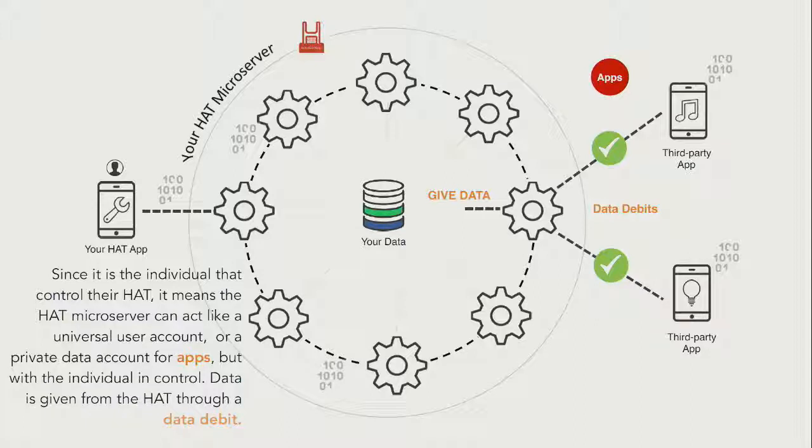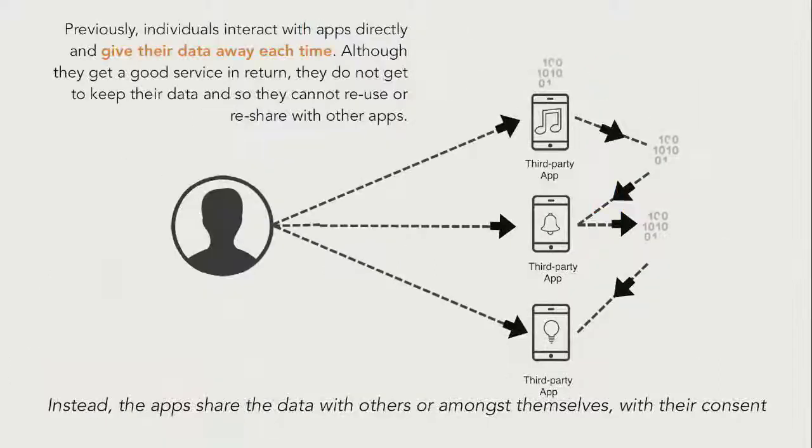Now, to access and to read data from the hat, we have a consent-based system, what we call data debits. Debiting as in you're removing data from your hat. So you can see that it's actually the users of the third-party applications, the data consumers, can only request data from your hat through data debits. It's a permission system.